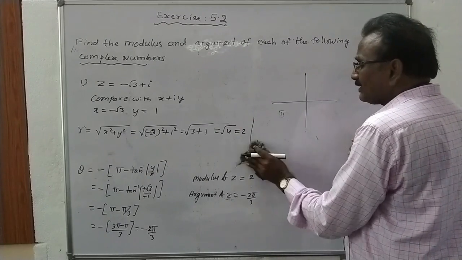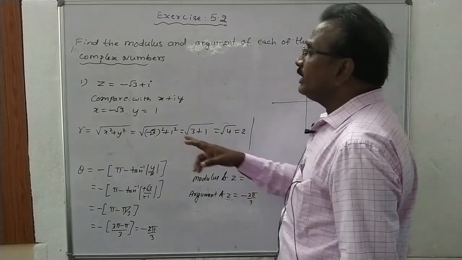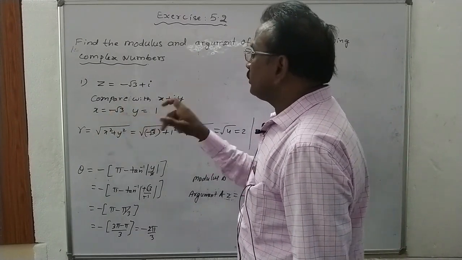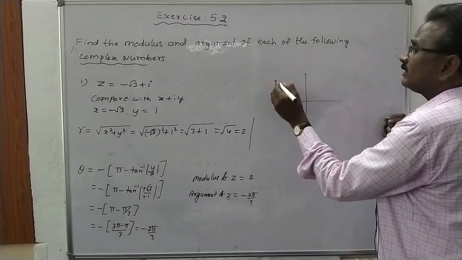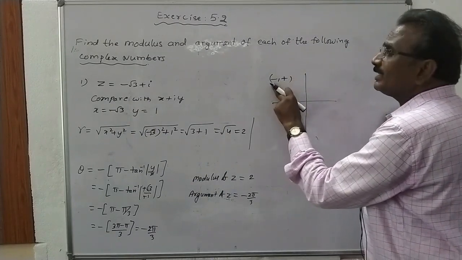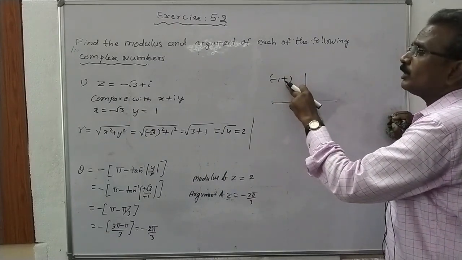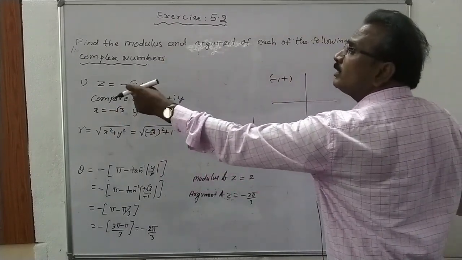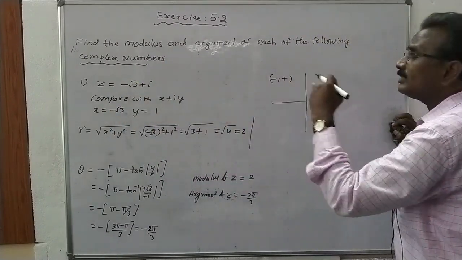Which quadrant does the given complex number lie on? X is negative, y is positive. Minus plus, which quadrant? Minus plus, second quadrant. So x coordinate is negative, y coordinate is positive. The complex number z is equal to minus root 3 plus i lies in the second quadrant.